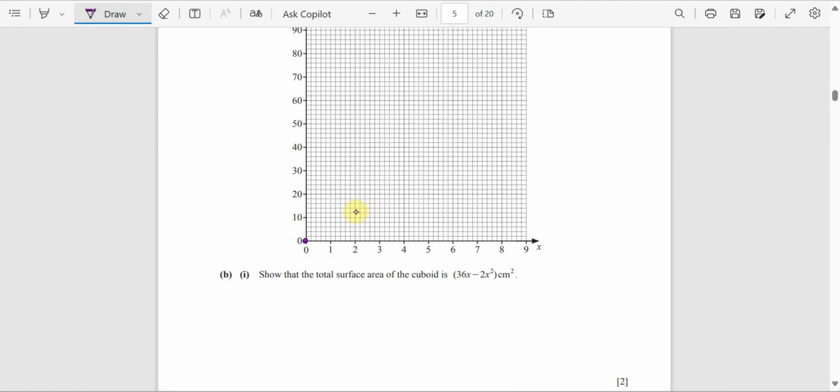1 and 8, this is 2, 4, 6, 8. When x is 2, V is 28. 28 should be somewhere around there.